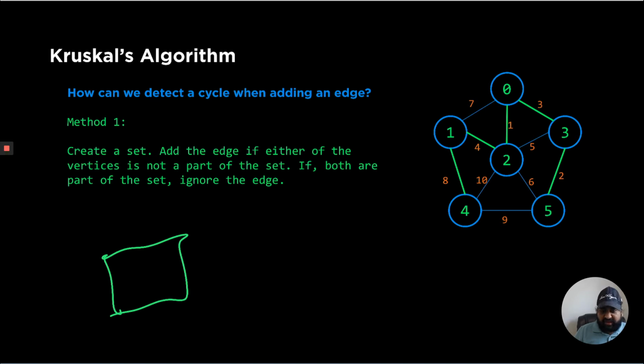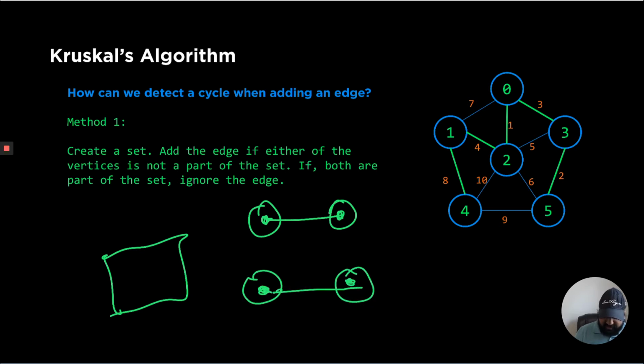Now, if we create a set such that whenever we have an edge, we add both these vertices to the set, and whenever we add another edge, we check if these vertices are in the set or not. If both of them are in the set, you don't add a new edge to the minimum spanning tree. But if either of them is not there, then you can connect it. Now pause the video for a minute and think about whether there is a case where this won't work.